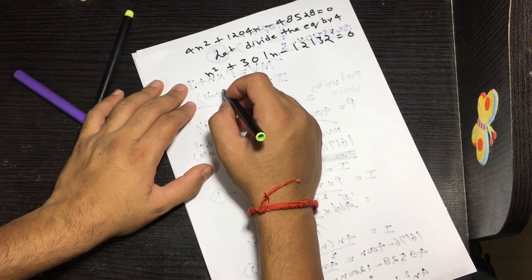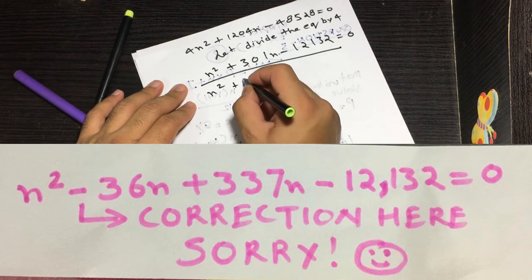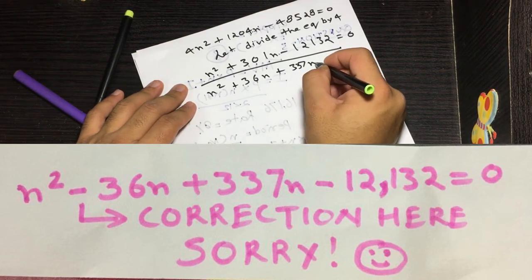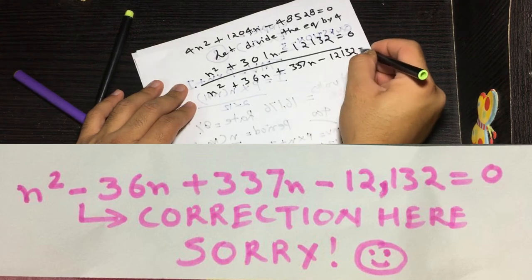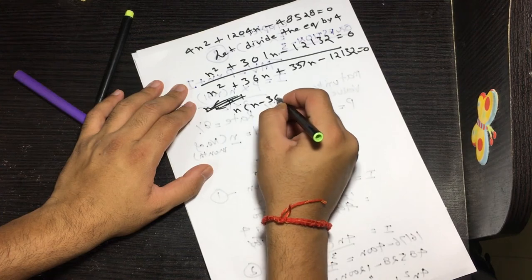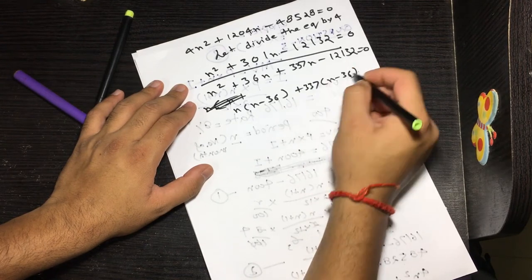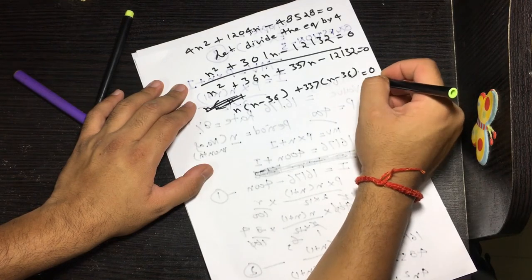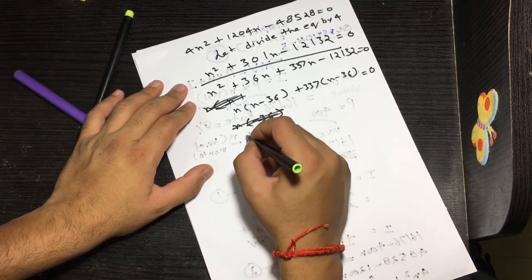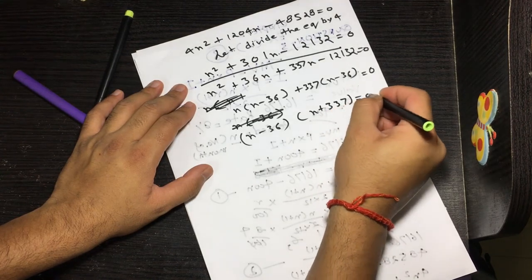Now this has become a quadratic equation, and if we solve this, it becomes N square plus 36N plus 337N minus 12132 is equal to 0. If we solve this further, that will become N minus 36 and N plus 337 is equal to 0. So we have two factors here: N minus 36, and another is N plus 337, equal to 0.